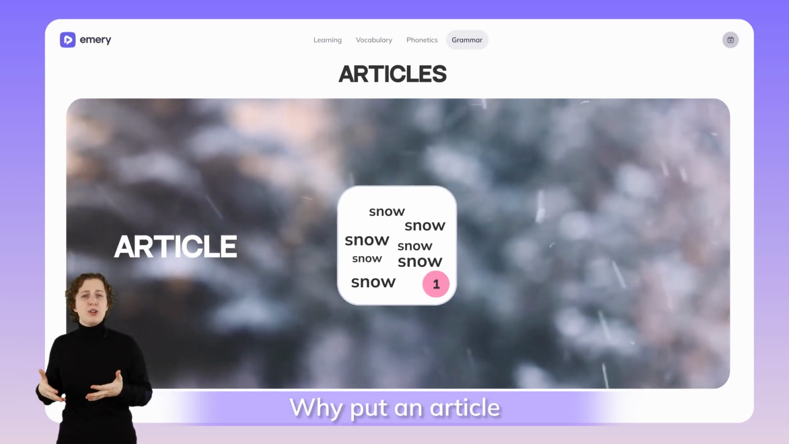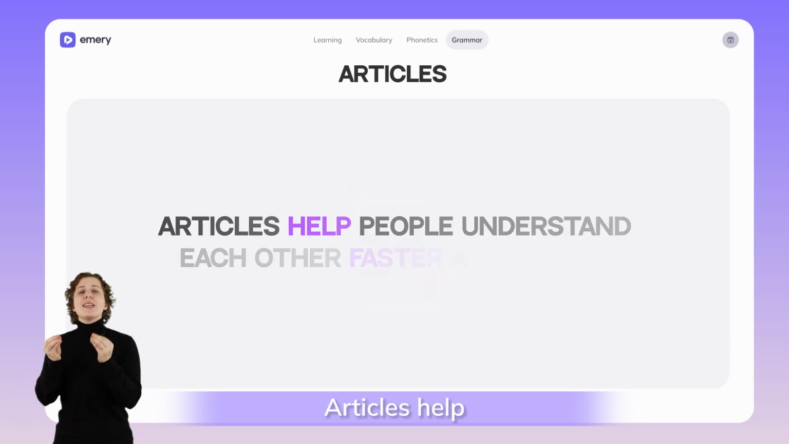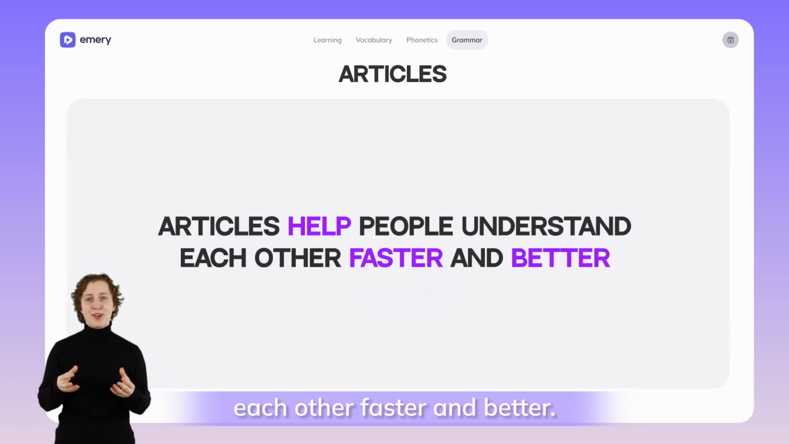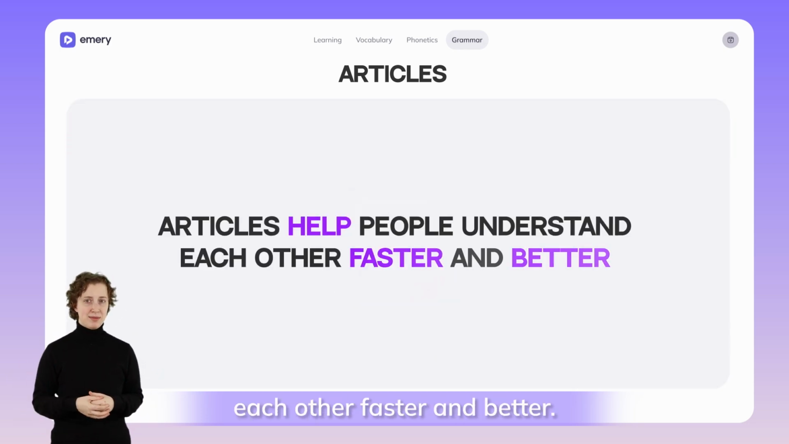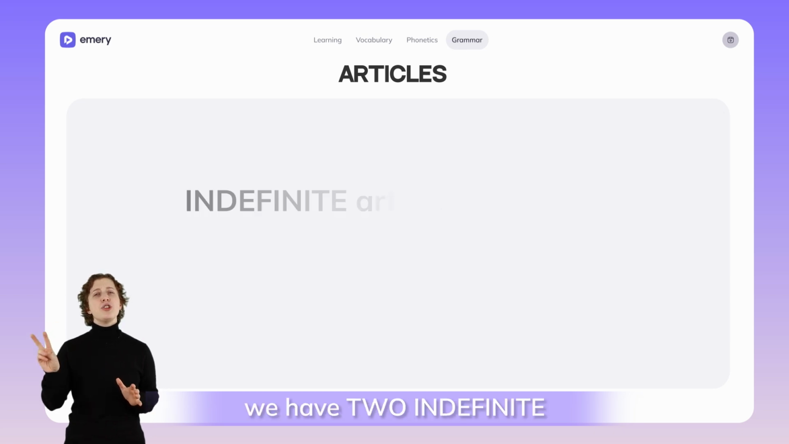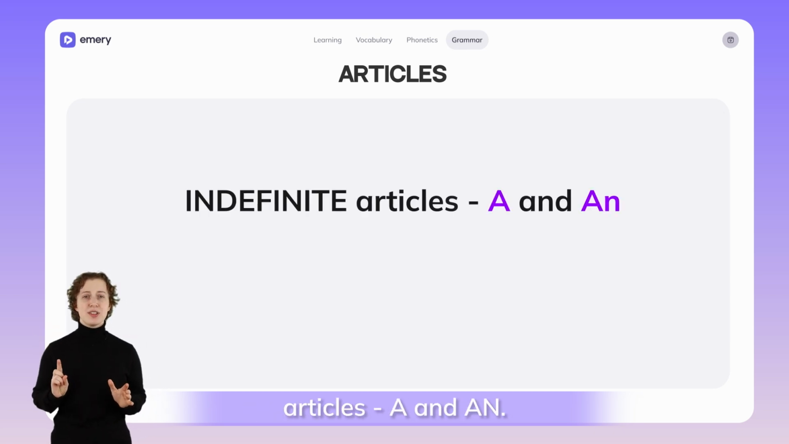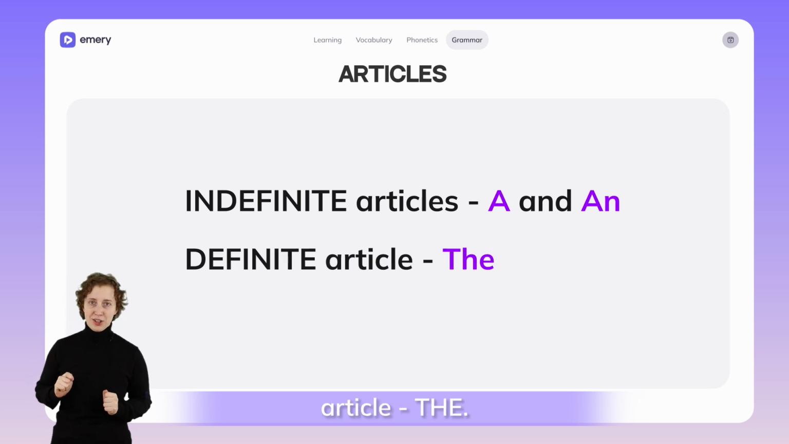Why put an article before a noun? Articles help people understand each other faster and better. In English, we have 2 indefinite articles, a and an, and 1 definite article, the.